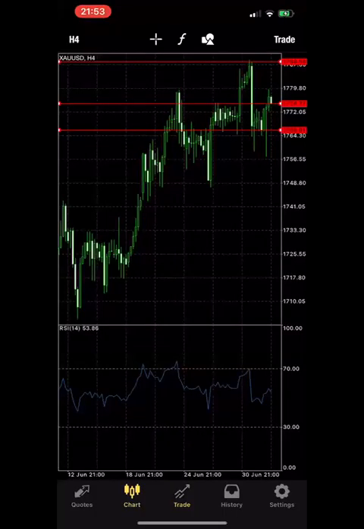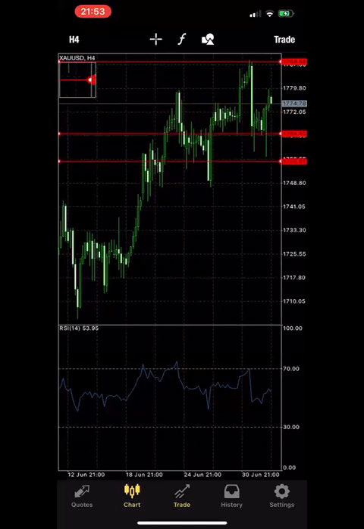Now imagine, we're going to go back to the chart. Once again, my entry was here. My stop loss was here. My take profit is here. Now my trade is here. The stop loss is now here. So my trade is risk-free.